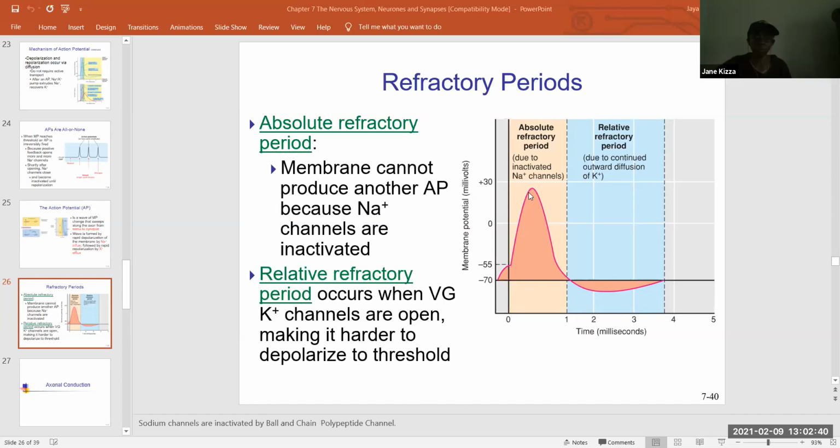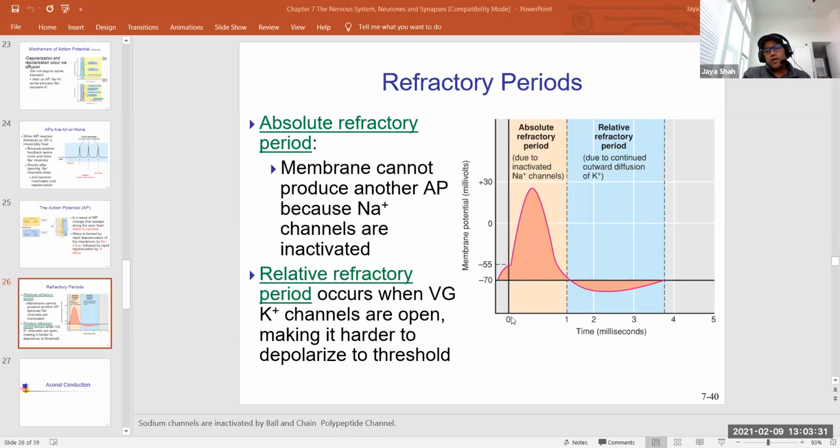When the sodium channel is open, that means every micro inch of the axon is depolarized. And once it depolarizes for that small period of time, the channel is inactivated by the polypeptide ball and chain. Do you remember there was a ball and chain that, when activated, closes the channel? So immediately another stimulation cannot stimulate it. The absolute refractory period is due to inactivated sodium channels, inactivated by the ball and chain polypeptide, as you can see in the note.